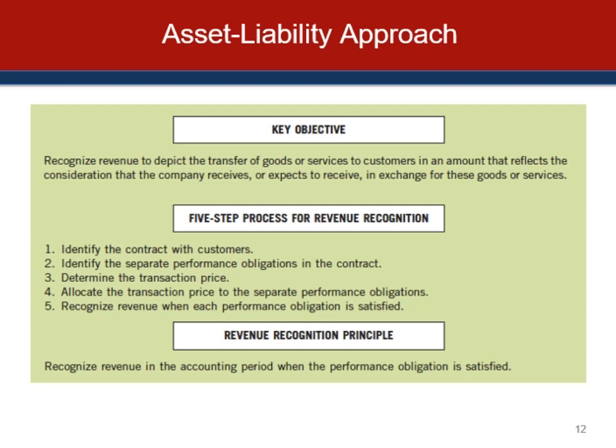Now there's a 5-step process that we use to identify that. So first of all, we begin by identifying the contract. Then we split the contract into particular performance obligations or liabilities in the contract. We determine the transaction price, allocate the price to the separate performance obligations, and then recognize the revenue when the performance obligation has been satisfied. So the revenue recognition principle stated at the end of the slide: we recognize revenue in the accounting period when the performance obligation is satisfied.